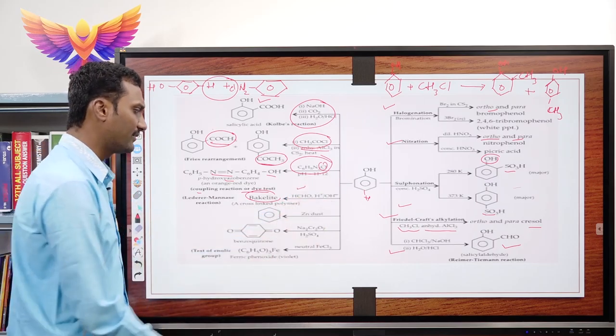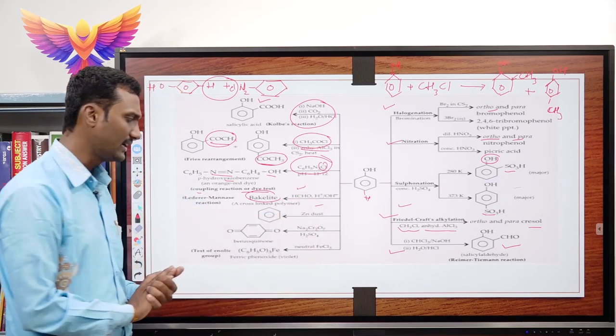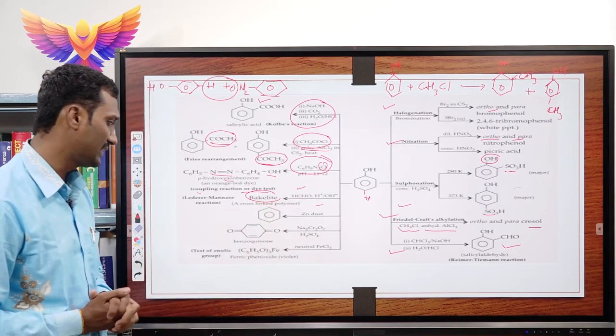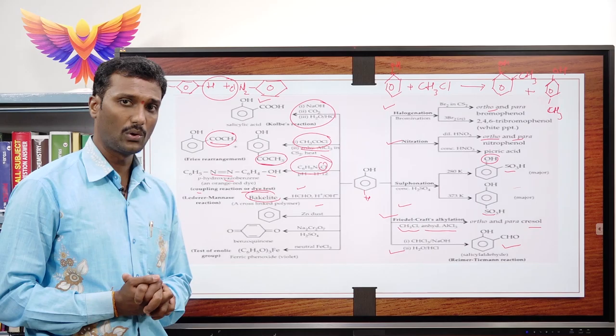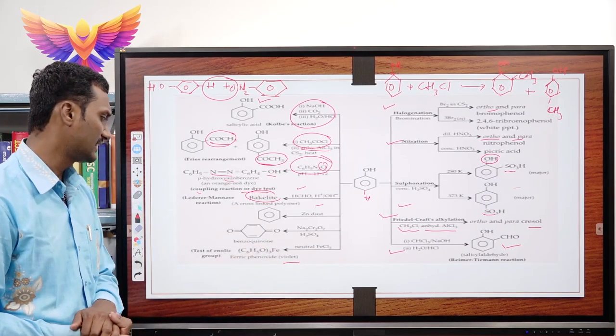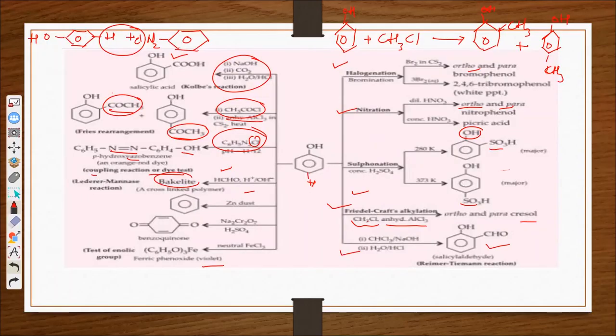And phenol reacted with zinc dust, we get benzene, already we know. And also the benzoquinone we know. And when phenol reacts with neutral ferric chloride, it gives a positive result by giving a violet color, which is nothing but the ferric phenoxide. So this test we usually use to identify the presence of phenol or not, the neutral ferric chloride test.